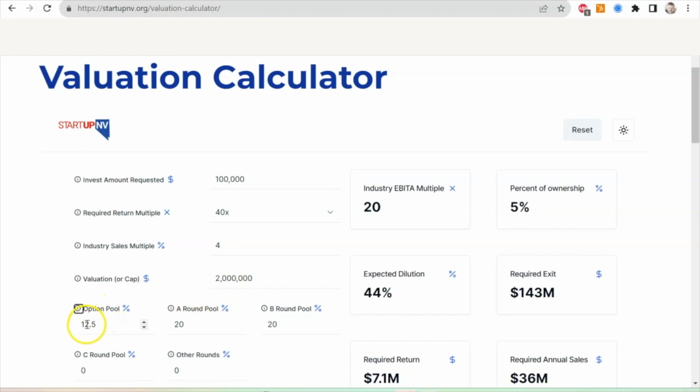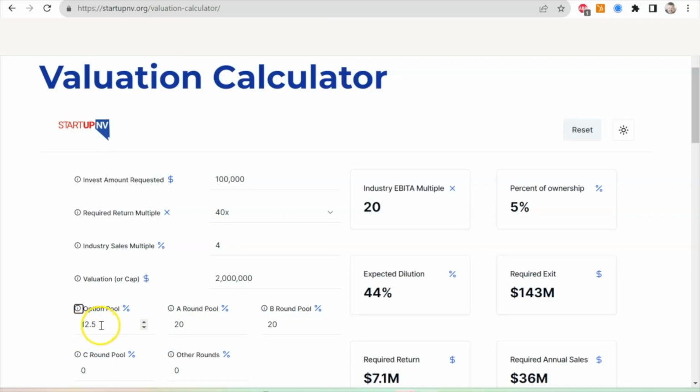Next are your option pool and your other rounds of funding that you're going to get over the course of the time that this investment takes place. If you're at a really early stage and you have not yet set up an option pool for your employees and your board members and all the rest, then using a 12.5% number is pretty fair. The number can range anywhere from 10 to 20%. 10's a little stingy, 20%'s pretty generous, so 12.5 or 15% is usually a good number to use.